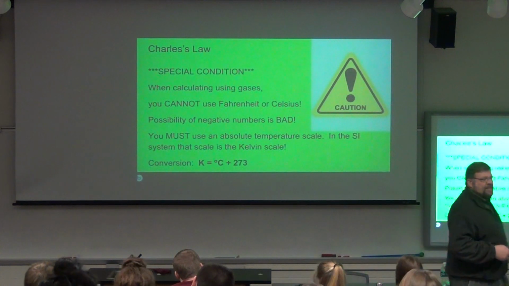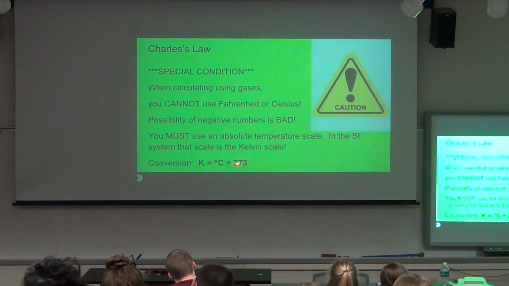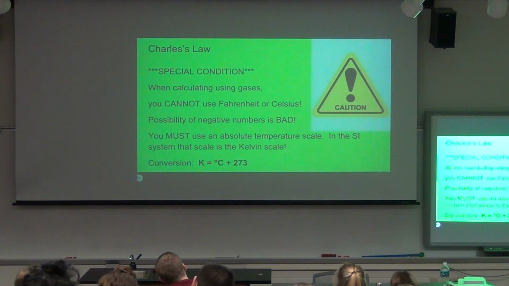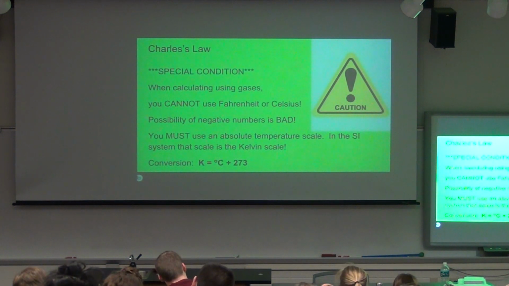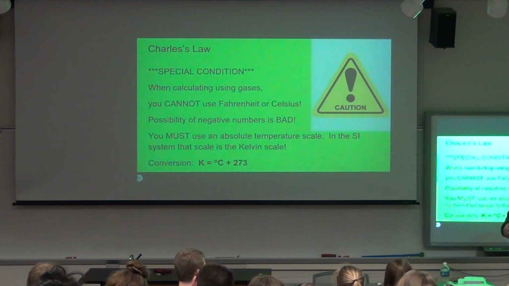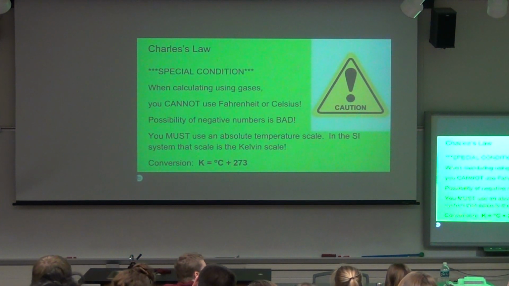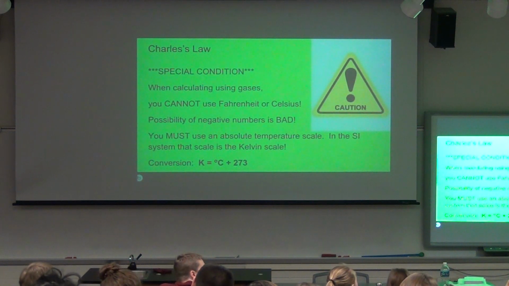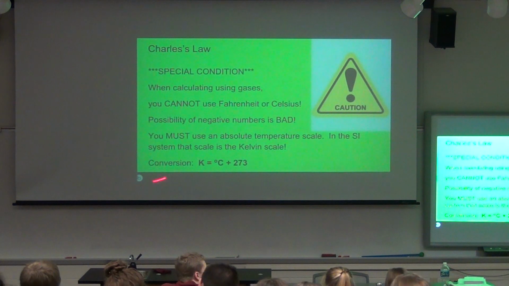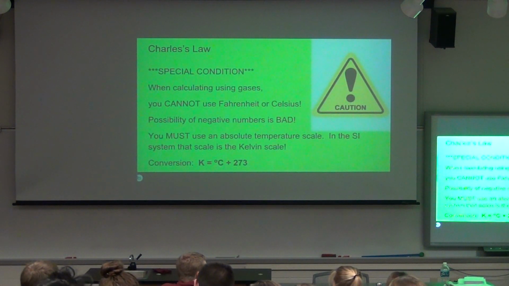So how do you get to kelvins if you have a Celsius temperature? There it is. You take your Celsius temperature and you add 273 to it. That will equal your Kelvin temperature. That's why 0 degrees Celsius for a standard temperature is 273 Kelvin. 0 plus 273 is 273. So make sure you got that equation for Kelvin written down.